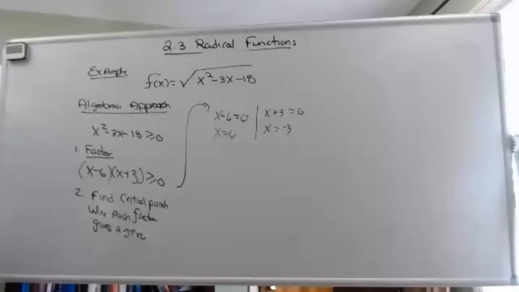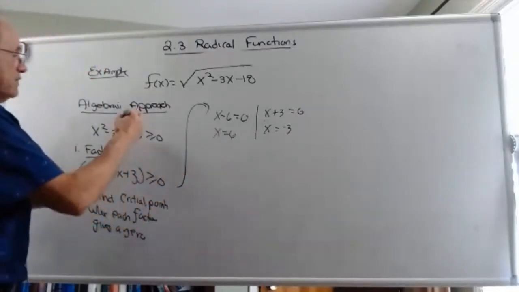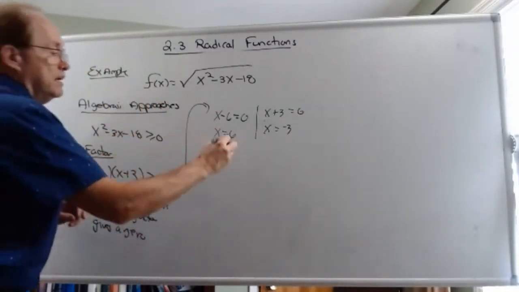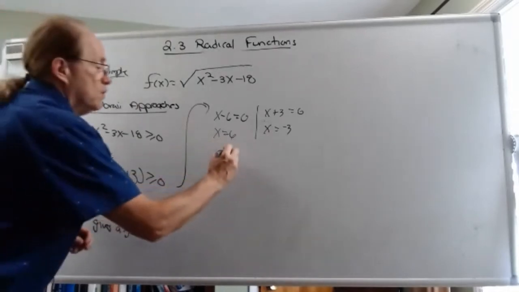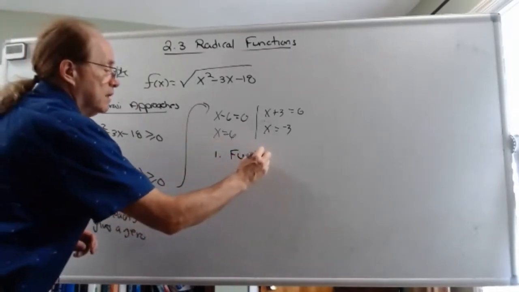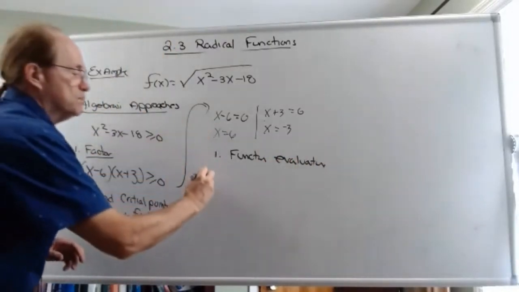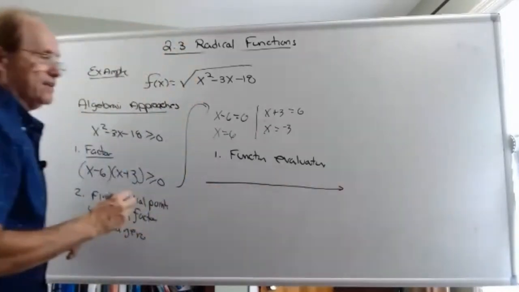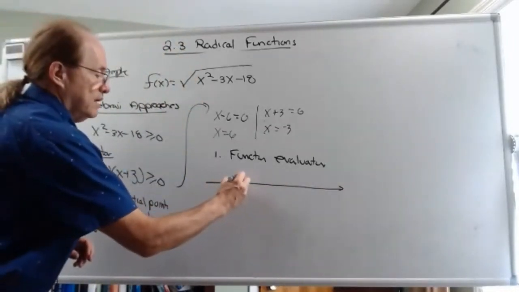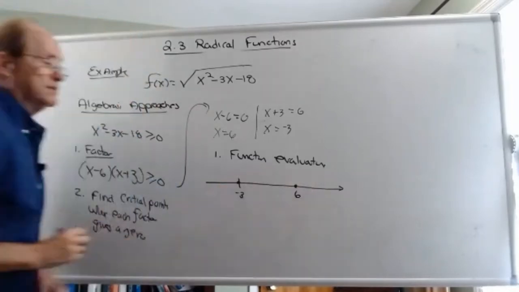Okay, so once we have those critical points, what's our next step? Well, the first technique we'll show is a simple function evaluation. So the first of these algebraic approaches deals with what we call function evaluations. We have these two critical points specified on the x-axis. Here we have negative 3, and here we have positive 6.